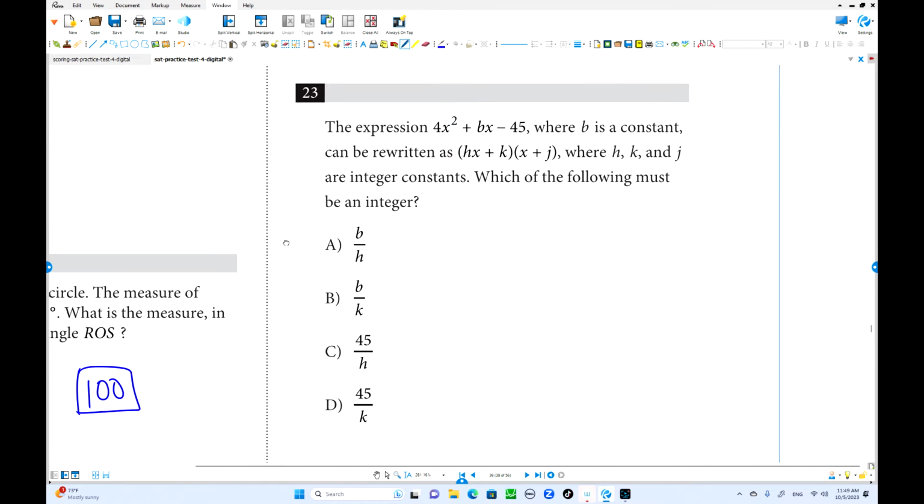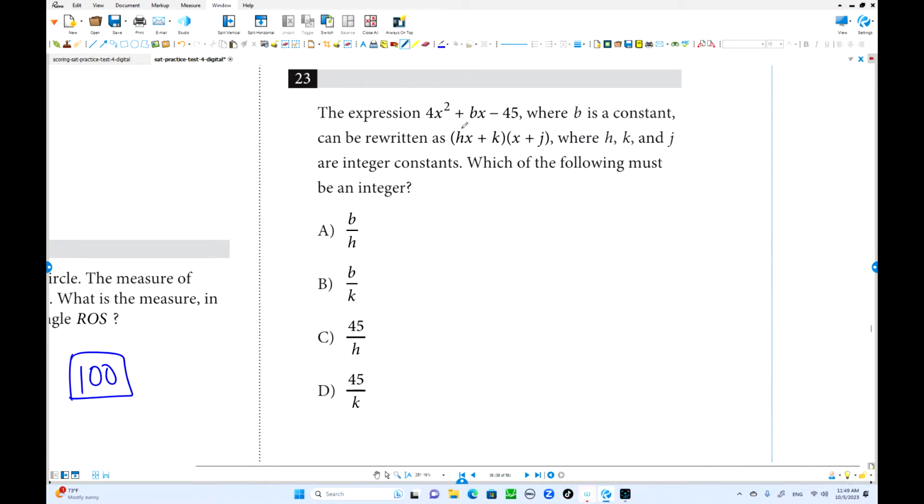Here is the number 23. Express 4x squared plus bx minus 45, okay, this is quadratic, replaced with what? Factored form. But up here, h, k, j is integer number. B is not integer, right? B is we don't know, any real. B is any real. But over here, h, k, j must be integer value. Which of the following must be integer? Okay, it should be integer over here.